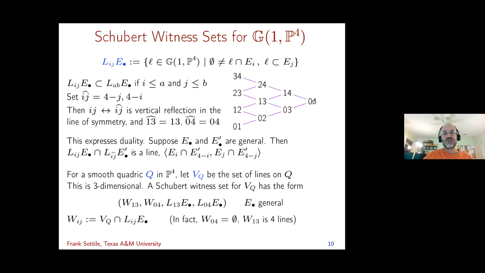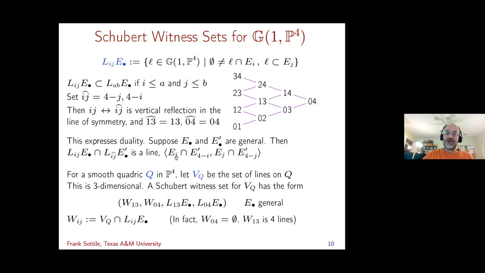And this involution respects duality of Schubert varieties in the best possible way. So if you take two different flags, then it's easy to see the intersection of the two Schubert varieties, Lij and L hat ij, for the two different flags, is simply a line. And I've written this out.